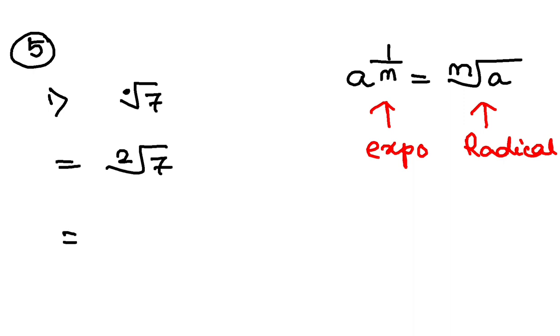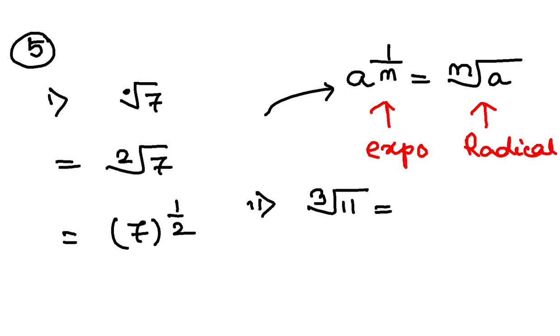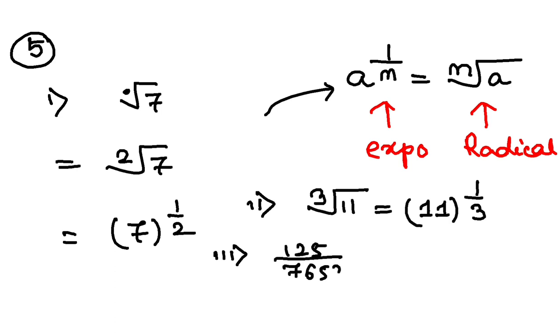So now using this formula, how can I write this one? 7 to the power 1 by 2, right? Similarly, the second one, cube root of 11 in exponential form will be 11 to the power 1 by 3. Very simple. Third one, it will be 125 by 7652 whole to the power 1 by 9, isn't it? Fourth one, the answer will be 4 by 7 whole to the power 1 by 5.